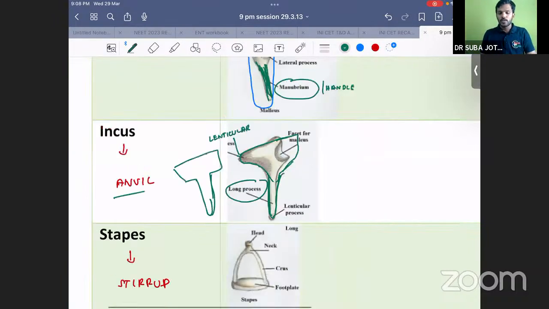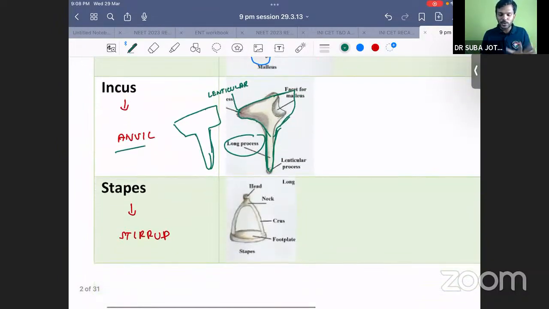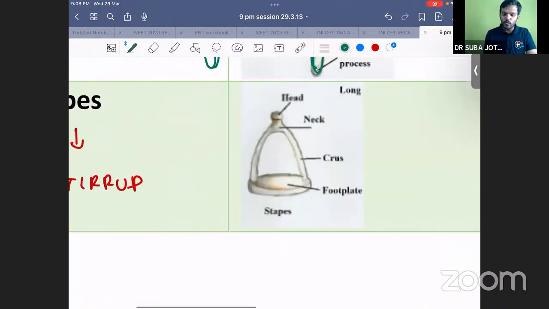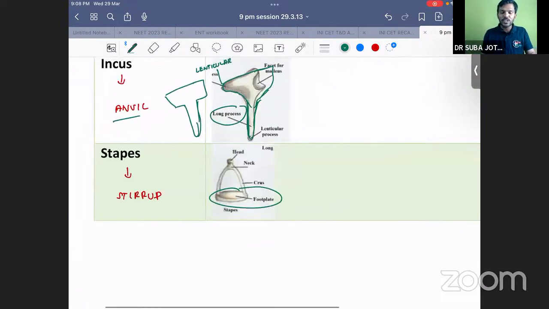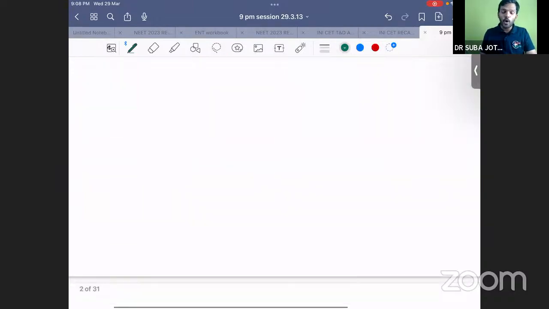So for malleus, you should look for the anterior process and handle of malleus. For incus, you should look for the lenticular process and long process. For stapes, you should look for the stapes footplate. That is very easy for you. The only confusion is between malleus and incus, that you should never go wrong. Clear? So we are clear with the ossicle anatomy of the middle ear.